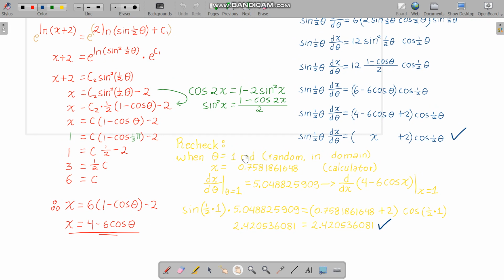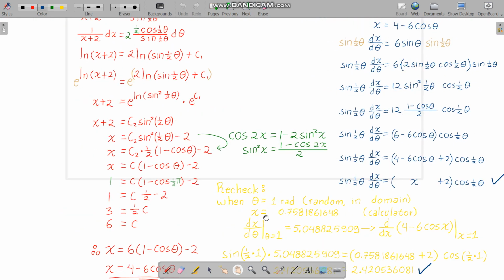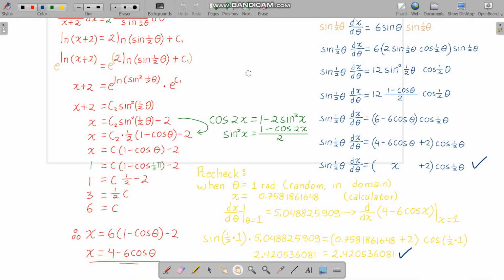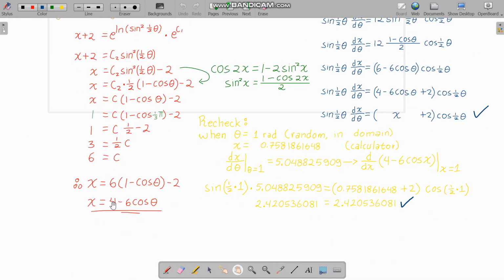This is totally random. When the theta is 1, the x is, well, based on our solution, if our solution is right, when the theta is 1, the x is, use your calculator, 4 minus 6 cos 1 radian. We have to use radian. We get 0.758 and so on. And the dx d theta when theta equals 1 equals this. This is again by using the derivative function in the calculator.